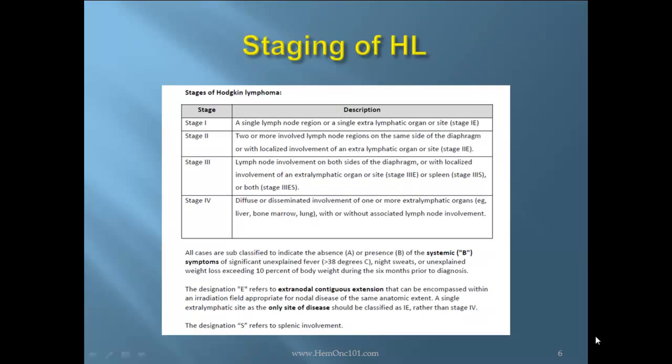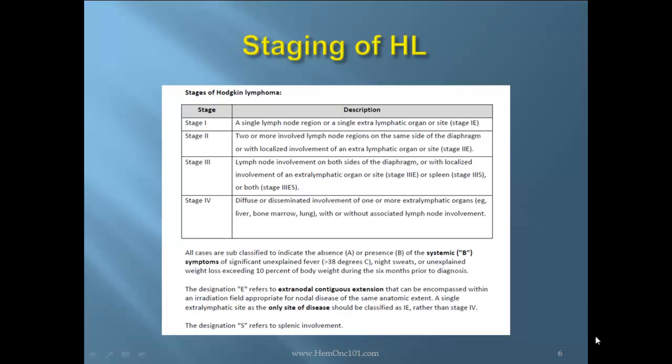Staging of Hodgkin's is similar to staging of other lymphomas in that stage 1 includes a single lymph node region or a single extralymphatic organ or site, that would be stage 1E. Stage 2 consists of 2 or more involved lymph node regions on the same side of the diaphragm or with localized involvement of an extralymphatic organ or site, that would be stage 2E. Stage 3 consists of lymph nodes involved on both sides of the diaphragm or with localized involvement of an extralymphatic organ or site, that would be 3E, or spleen, stage S, or both, stage 3ES.